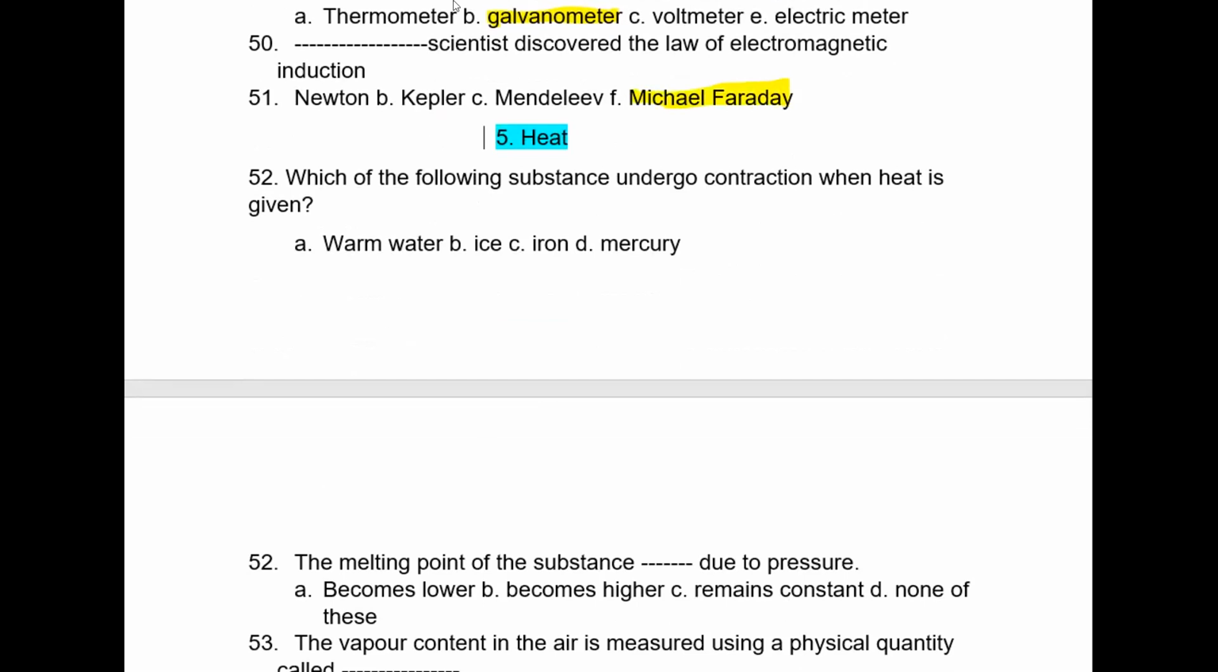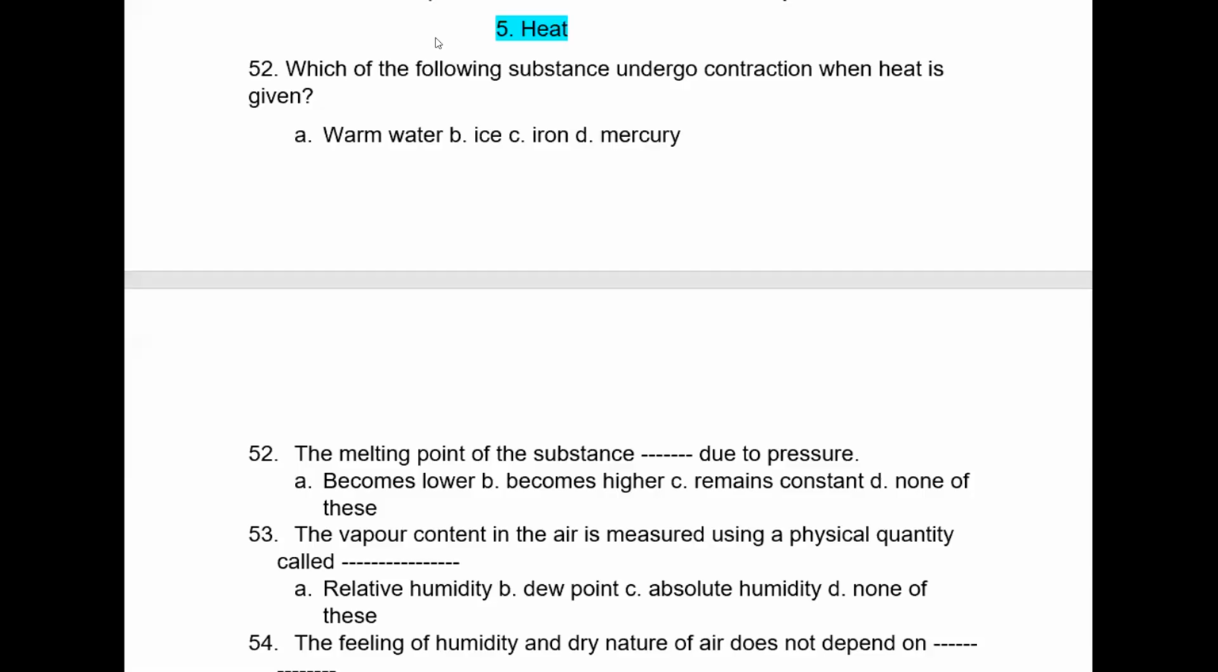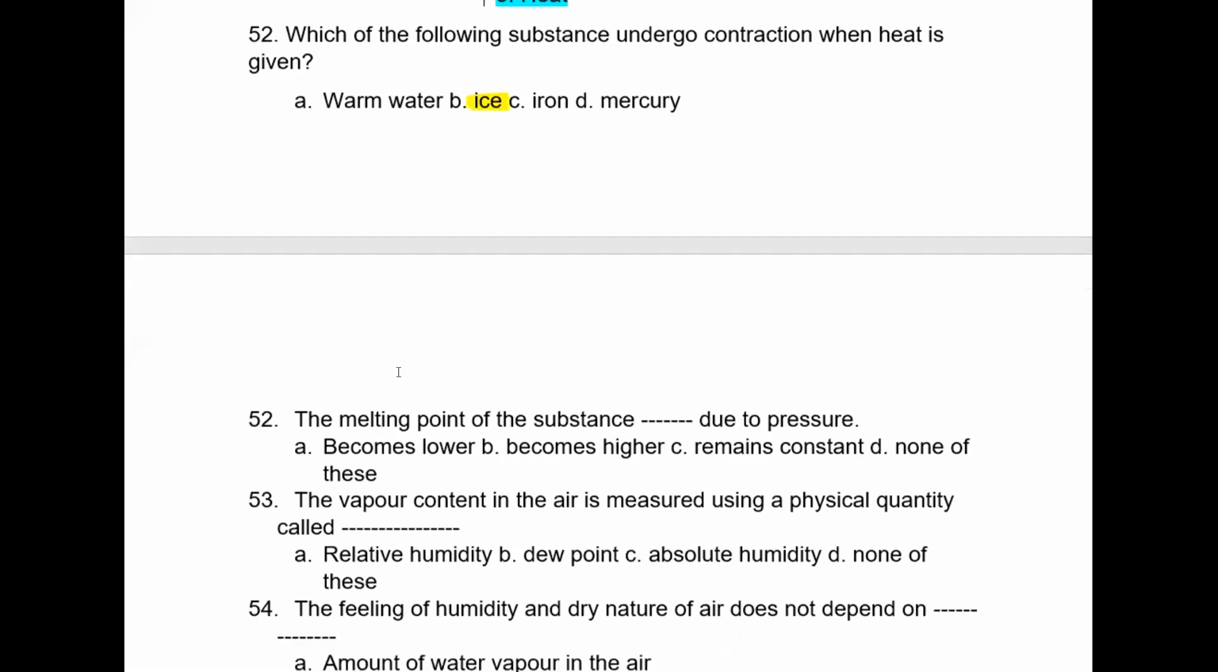Next question is, which of the following substances undergo regelation when heat is given? Warm water, ice, iron, mercury. Answer is ice is the correct answer. Okay. Next question, the melting point of the substance dash due to pressure: becomes lower, becomes higher, remains constant, none of this. We know that due to pressure, the melting point of a substance decreases. So option A is the correct answer, becomes lower.